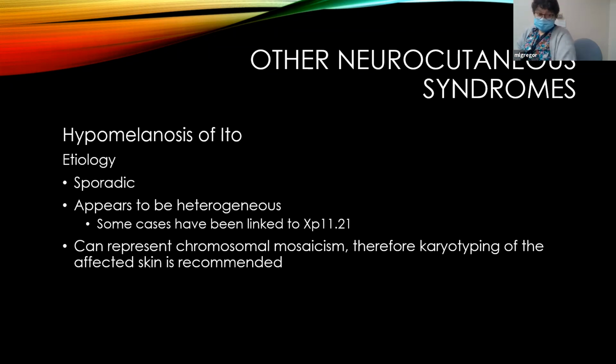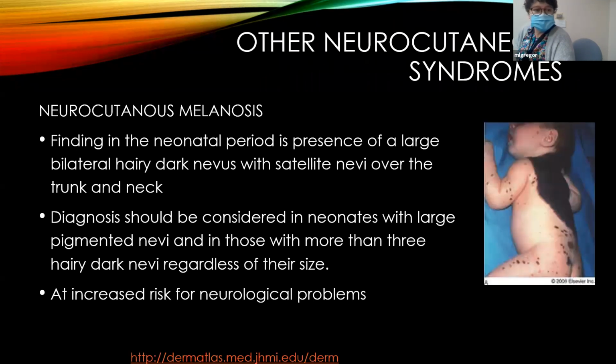It's due to chromosomal mosaicism. Clearly, you know, you have the different cell lines that are rotating and migrating all over. Therefore, you need to karyotype the skin to make sure you're getting the affected area.